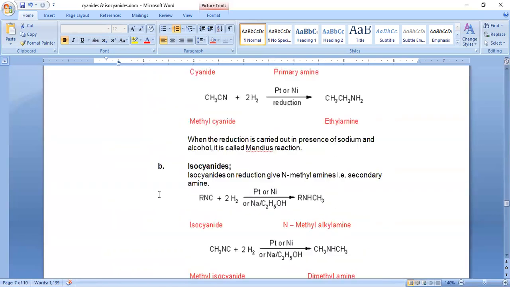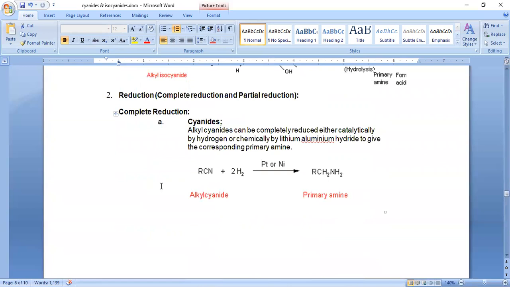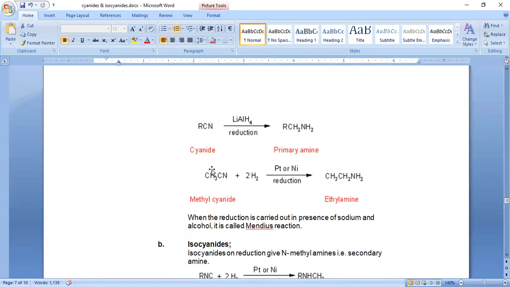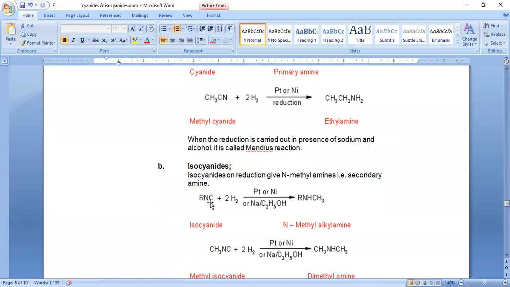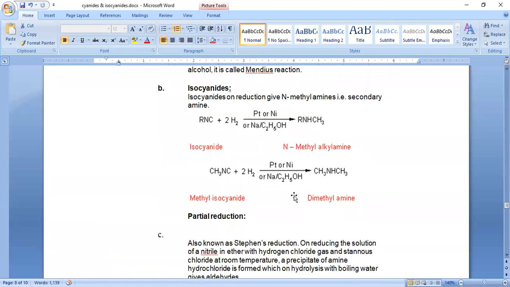And next, here we have some examples. This is a primary amine, and here also a primary amine, here also a primary amine, here that is a reagent, here this is a catalyst. And for the reduction of isocyanides, again we can run the same reaction, in terms of catalyst or reagent, whatever it may be, but what we get is N-methyl amines.